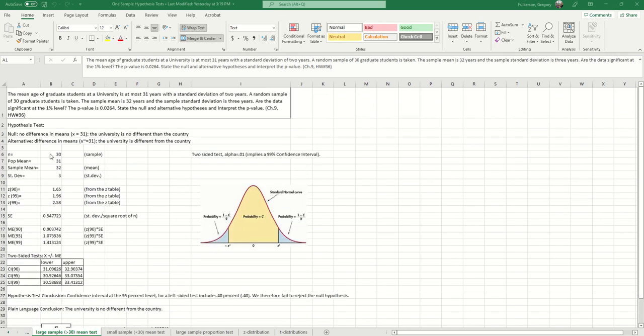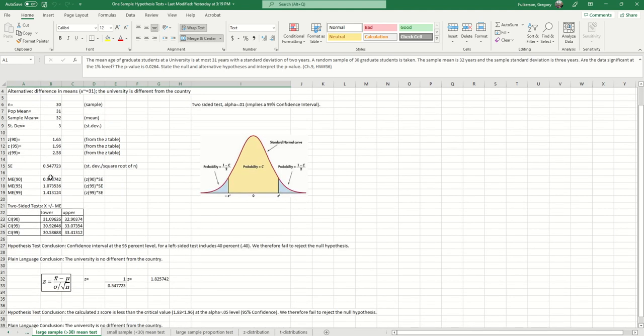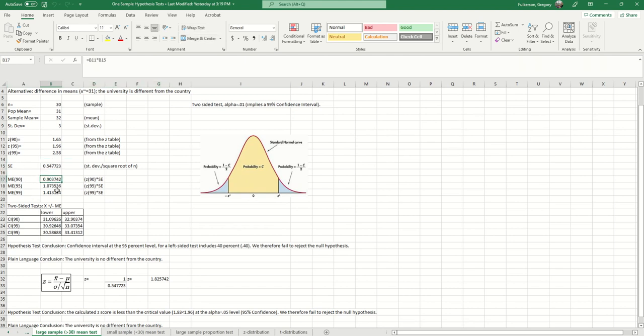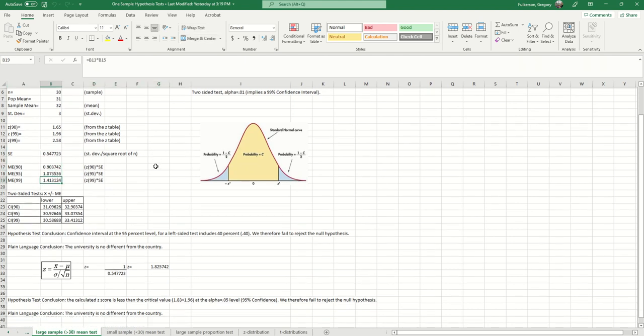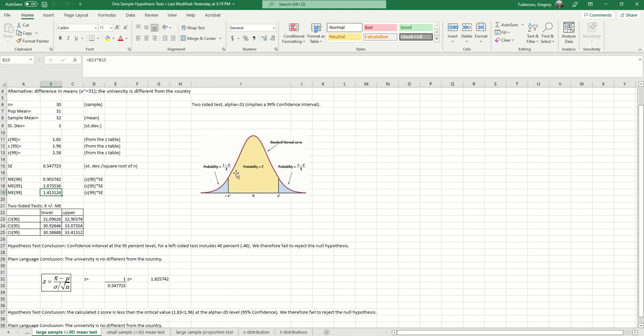Just to recall this problem, we're looking at the mean age of graduate students at a university at most 31 years with a standard deviation of 2 years. A random sample of 30 grad students is taken. Sample mean is 32. The standard deviation is 3. Are the data significant? So we looked at the confidence intervals. We estimated those down here. But what we didn't do was estimate the exact position of the sample mean relative to the population mean.